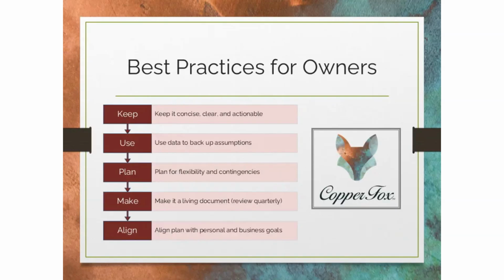To get the most out of your business plan, keep it concise and actionable. Use real data to back up your assumptions and always plan for flexibility. Things change, and your plan should be able to adapt. Make your plan a living document by reviewing it quarterly and ensure it aligns with both your personal and business goals. This approach keeps you focused and ready to respond to new challenges.